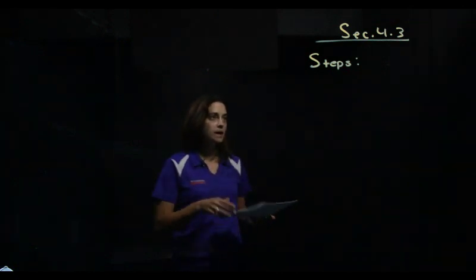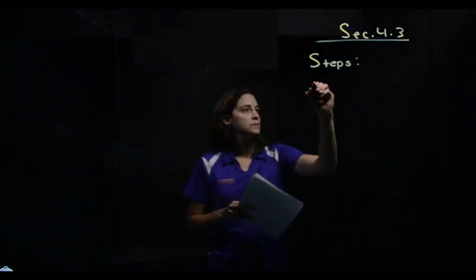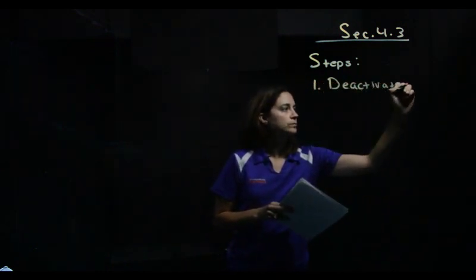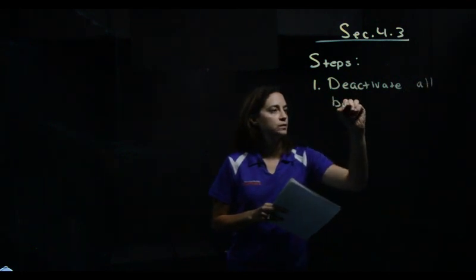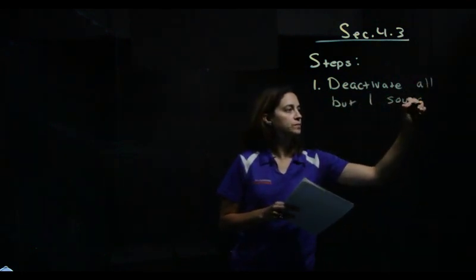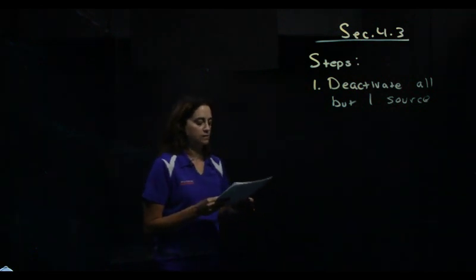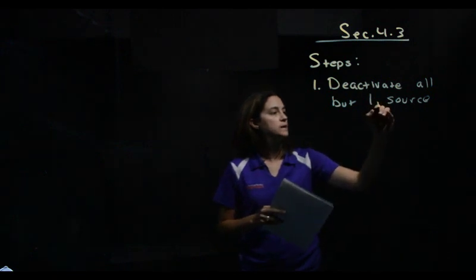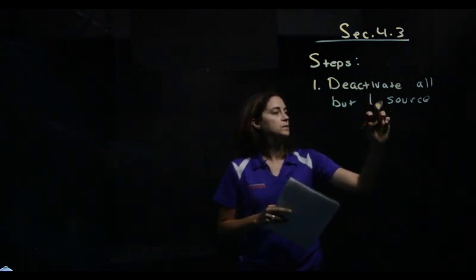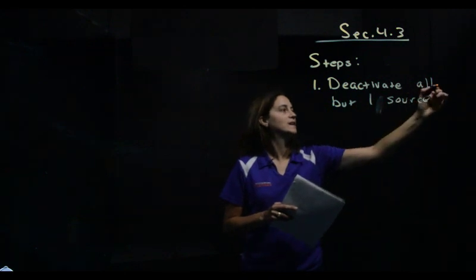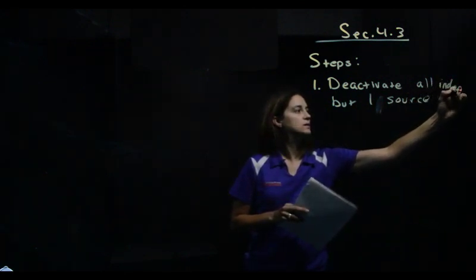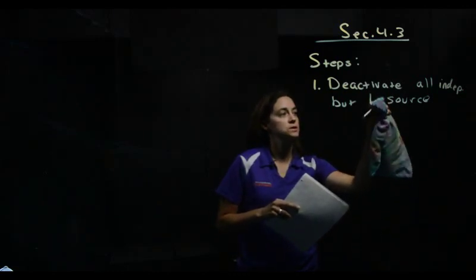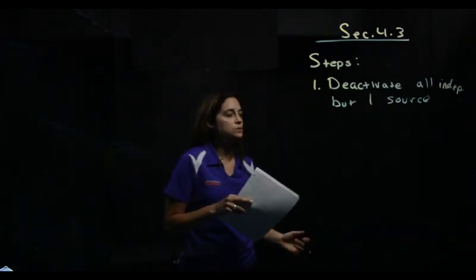All right, so here's the steps in superposition. Our first step is to deactivate all but one source. What does that mean? We need to say all but one independent source, or deactivate all independent sources but one, because we don't want to deactivate dependent sources. We never do that. What does it mean to deactivate a source?